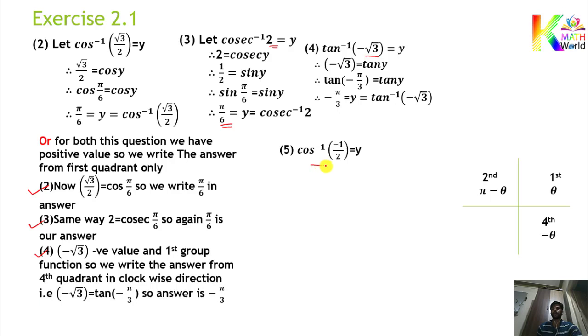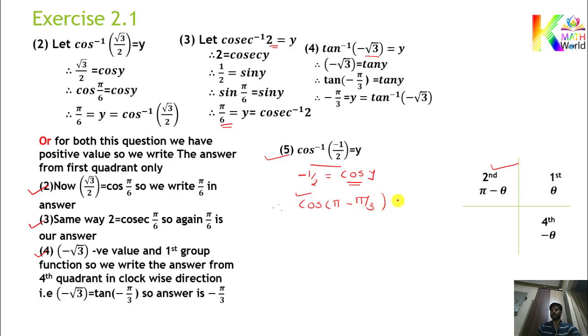We need to calculate this value, cos inverse of minus 1 by 2. In the same way, first we calculate by considering it as y. So minus 1 by 2 equals cos y. The cos function is there, it is a second group function, and the value is negative, so we take the help of the second quadrant, the pi minus theta format. So we can write cos of pi minus theta. What is the angle for 1 by 2? Cos 60, which means pi by 3.